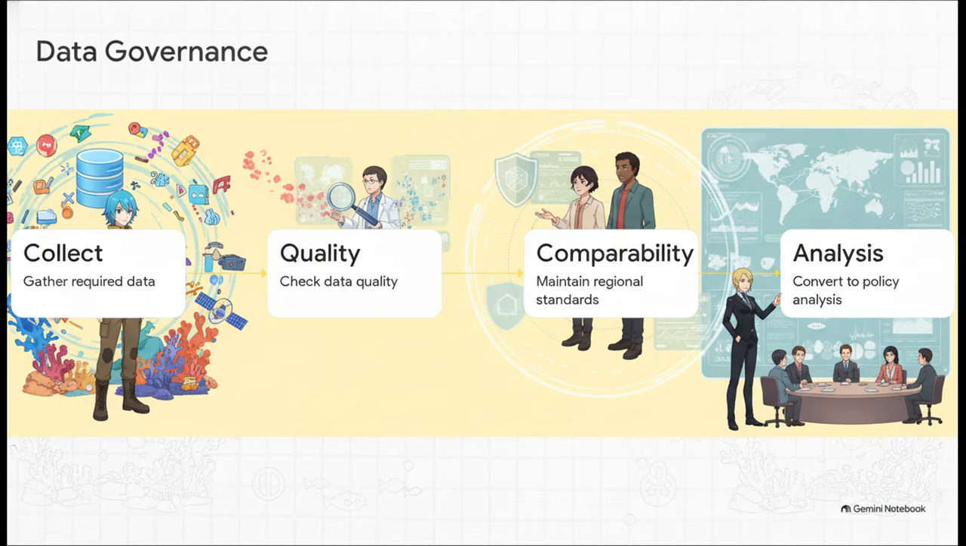Take the workflow for data governance. The source text explicitly warns against just hoarding information. A massive data dump is completely useless to decision makers. Instead, it has to follow a strict pipeline. You collect it, rigorously check its quality, make sure it's actually comparable across different countries, and then, the most important step, convert it into policy-relevant analysis so countries can make smart investments.